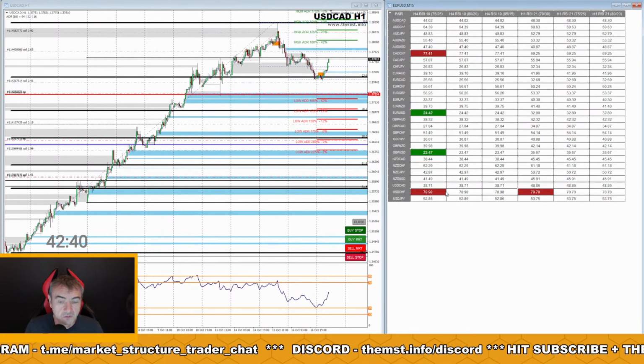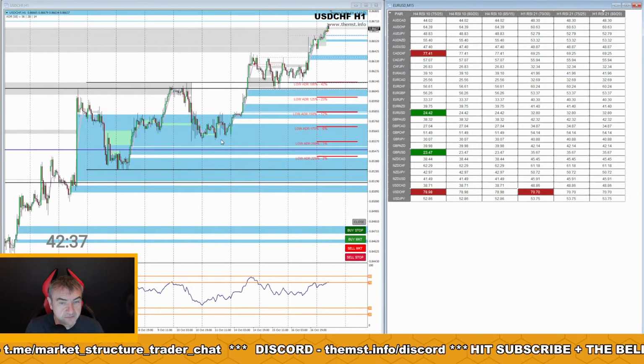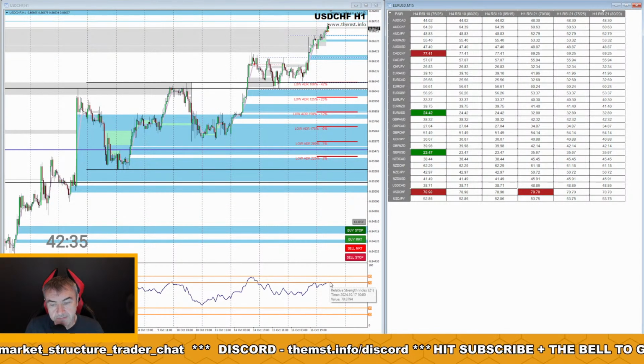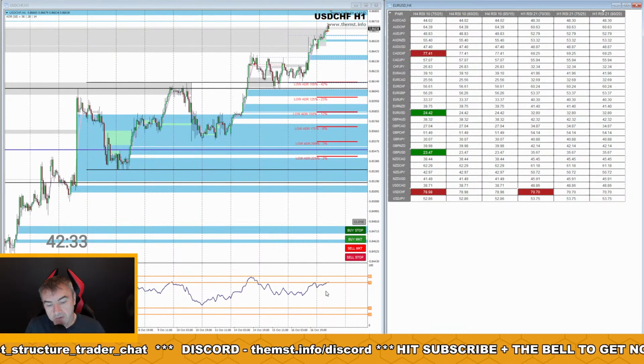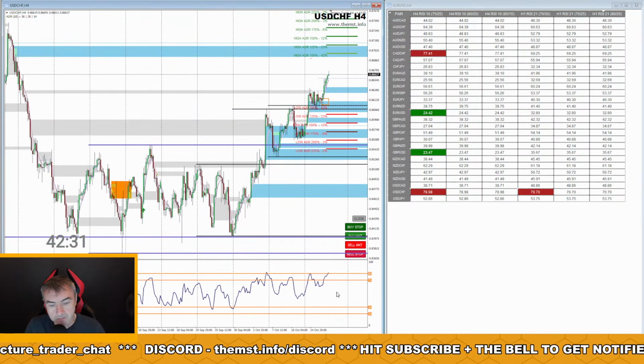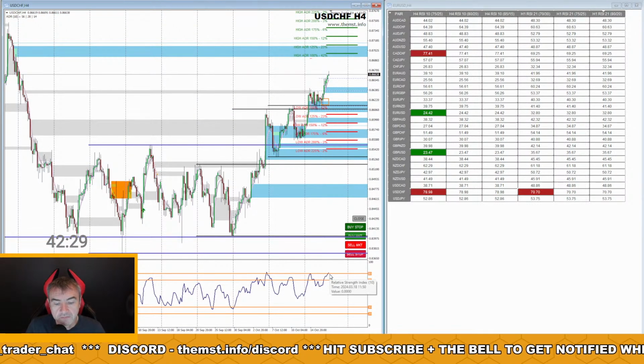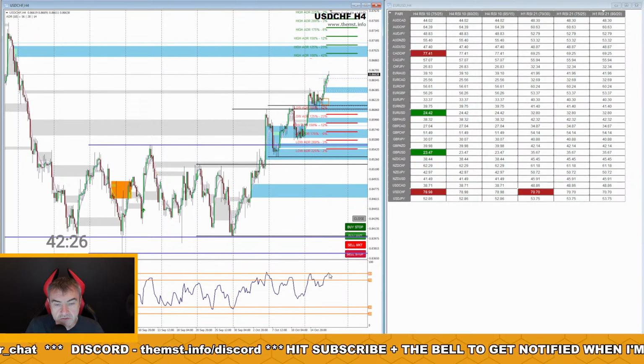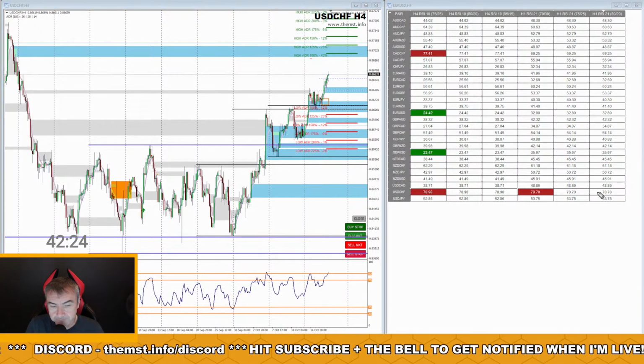RSIs, not an awful lot. US dollar Swiss is extended on the hourly, just about. 4 hourly also, just about up there. So looking potentially for a short entry on US dollar Swiss.